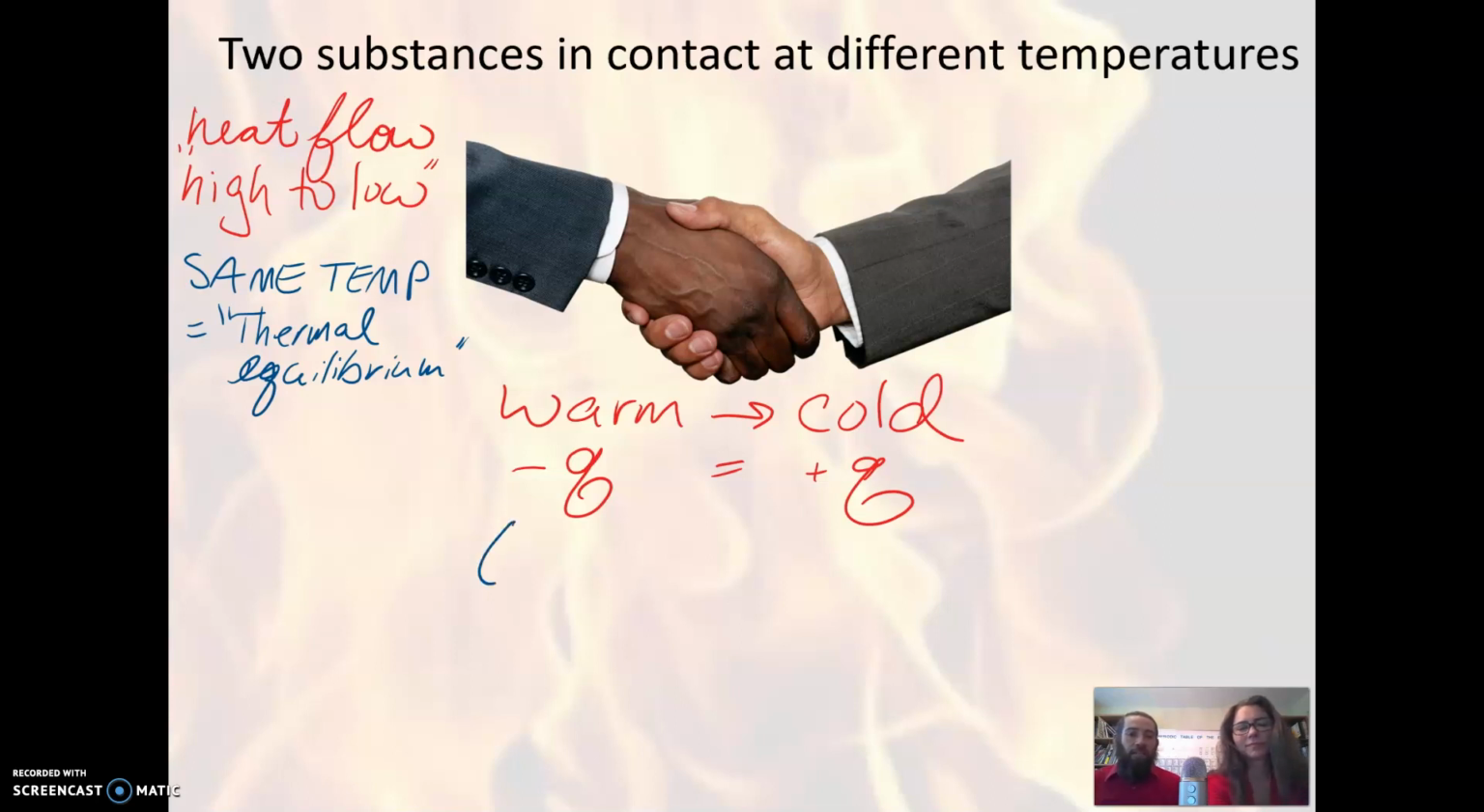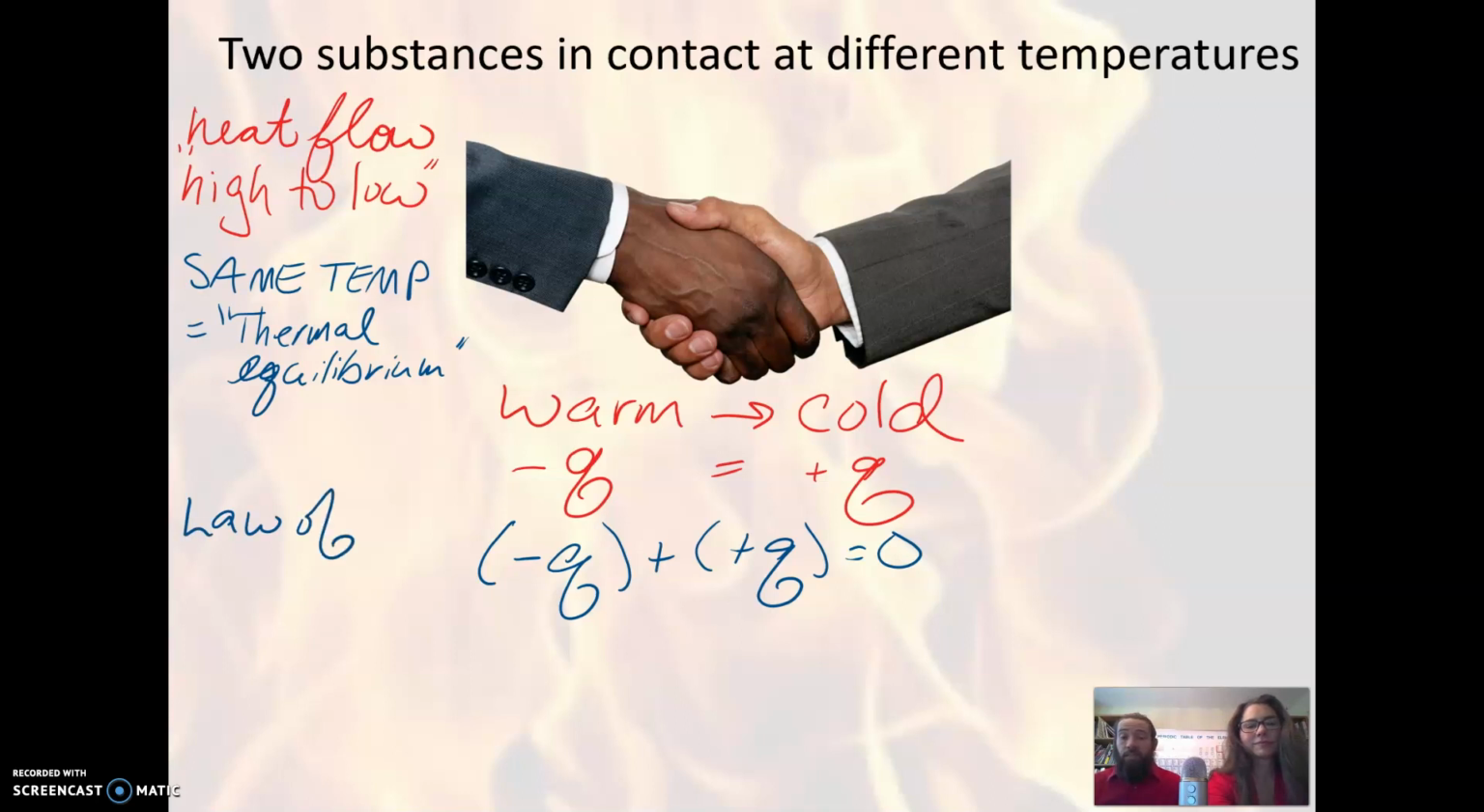Now, you remember we solved for q using the formula mc delta T. So we could substitute mc delta T's in for these q's, and they would have equal values, but the signs would be different because of the delta T. We can think about this as the law of conservation of energy, right? So the heat gained equals the heat lost.